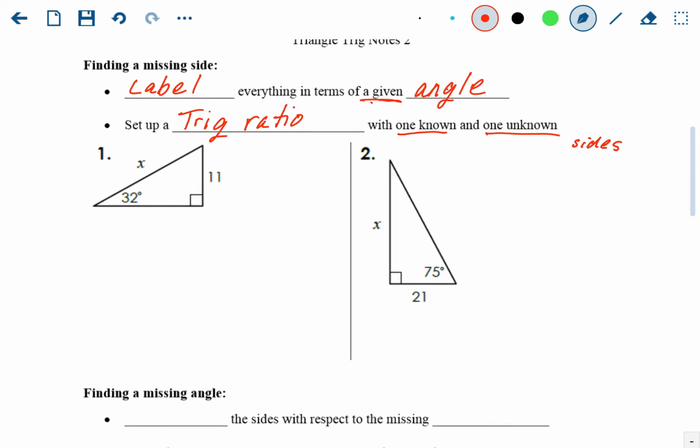All right, so on this first problem, we got a right triangle. We know we have the right angle. We have an angle of 32 degrees. We have a side of x, which is what we're trying to find. And we have a side of 11. So in terms of this 32 degree angle, because that's the angle we know, that's going to be our theta. We're going to label everything in terms of that. So the x is across from the right angle. Across from the right angle is always the hypotenuse. So I'll just put a big H there.